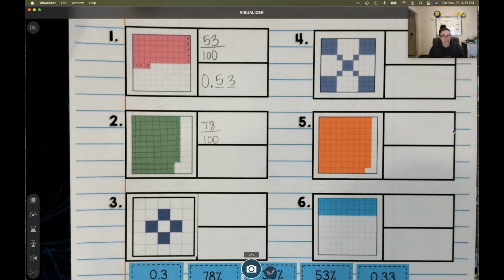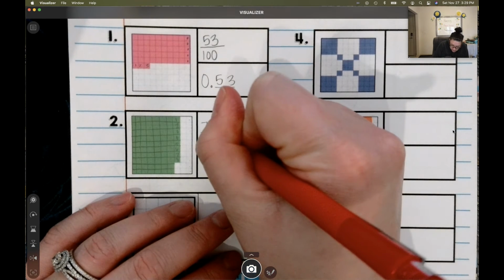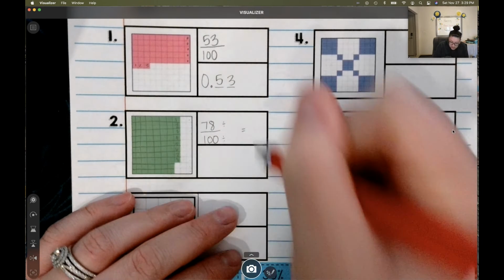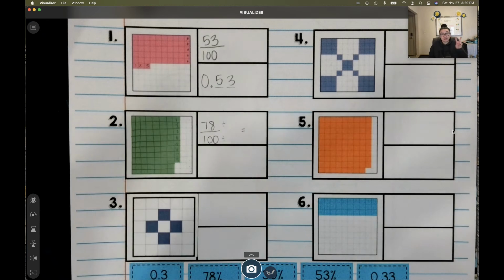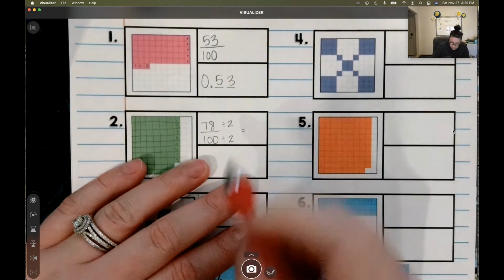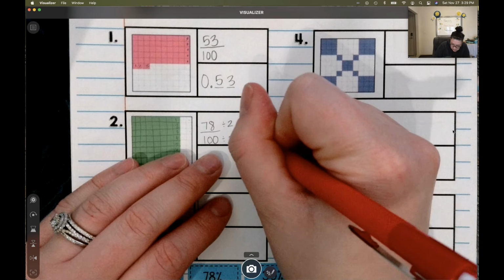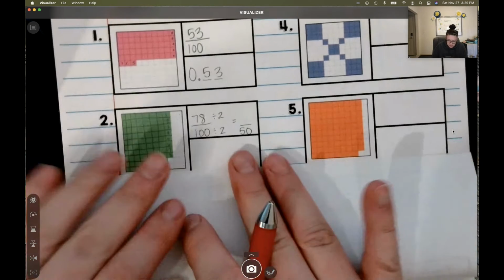Can we simplify that fraction? We sure can. So remember, we have to divide our numerator and our denominator by the same number to simplify our fraction. So what's a number that we know is going to go into 78 and 100? They're both even, so we know 2 at least is going to go in. So let's start with 2. We know 100 divided by 2 is 50, and 78 divided by 2.